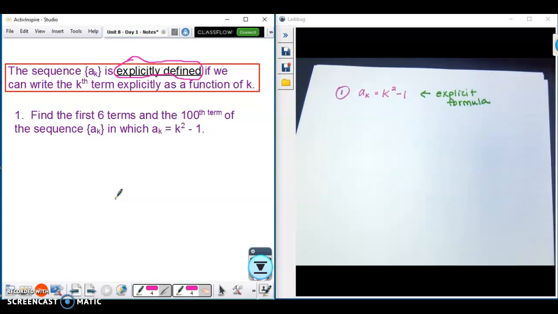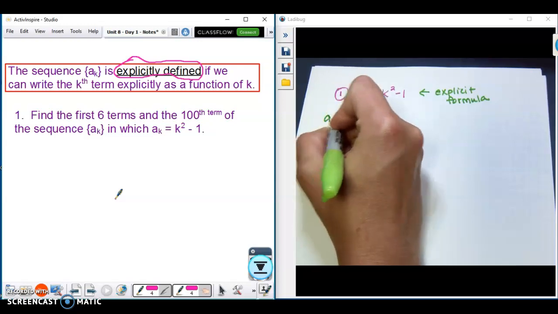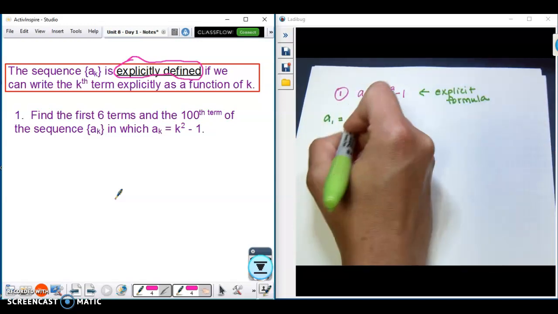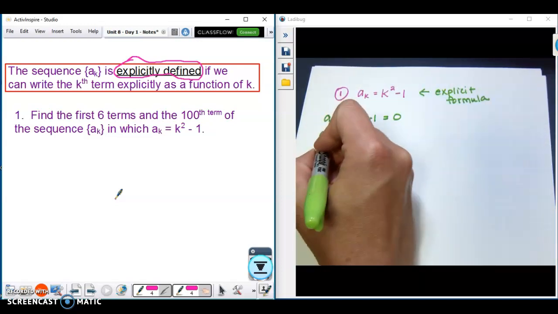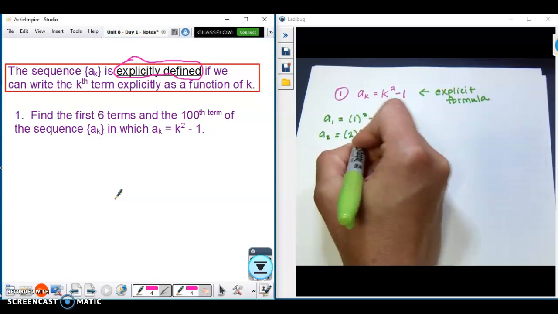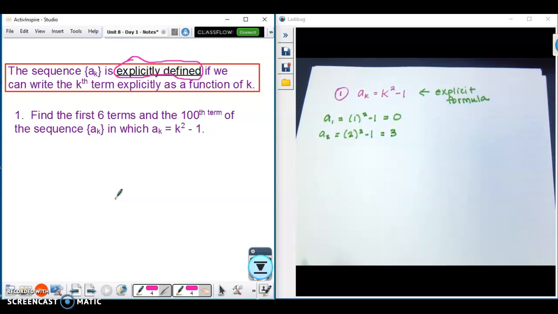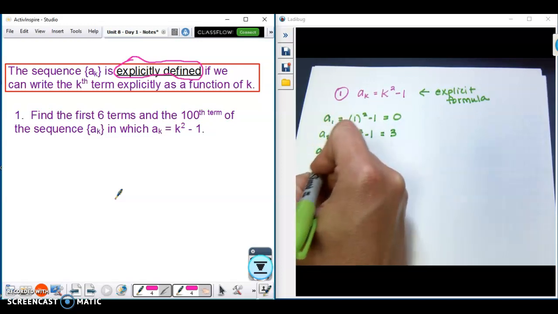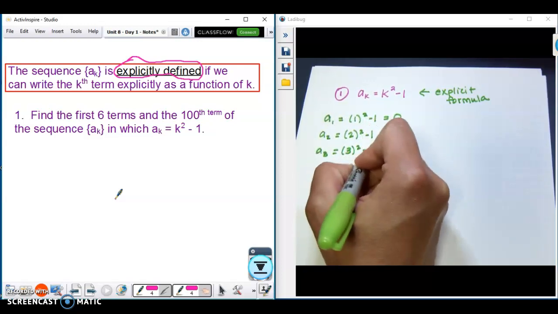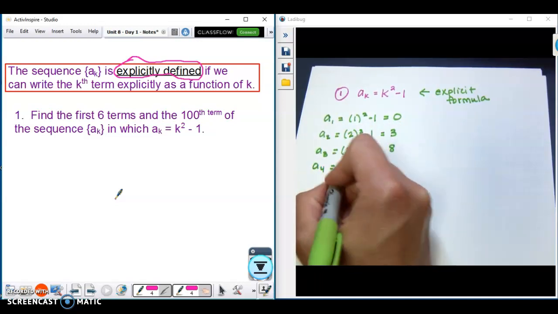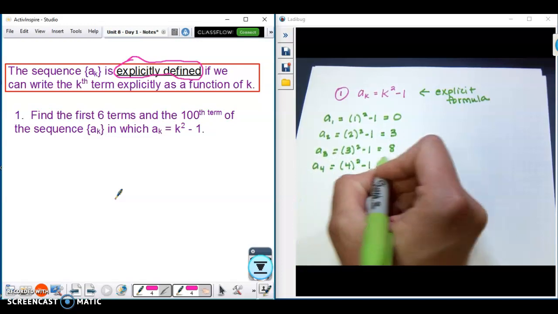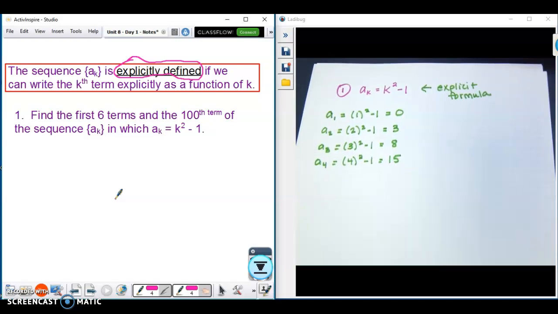this means you can just plug in whatever number for k, that's the number in the sequence that you want to get. So if we want to find the first term, we're going to really find a sub 1, which means we're going to plug in 1 for k, which will give us 0. And then if we want to find the second term, we can plug in 2 for k, which will give us 3. Third term, plug in 3 for k, which will give us 8. Fourth term, we can plug in 4 for k, which will give us 15.